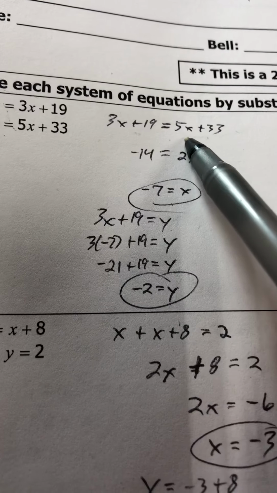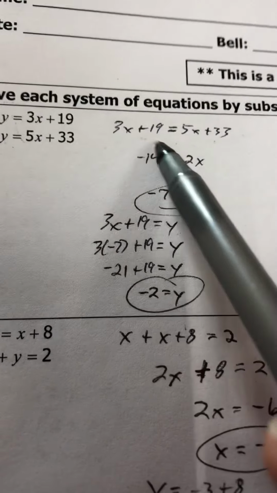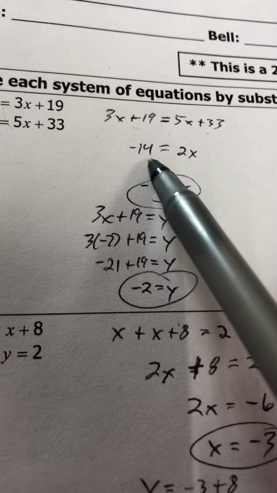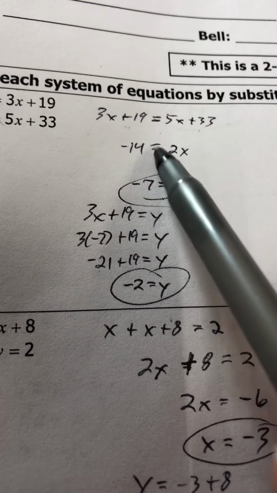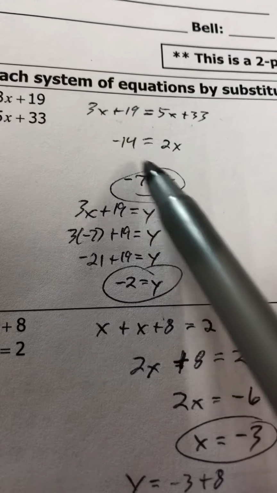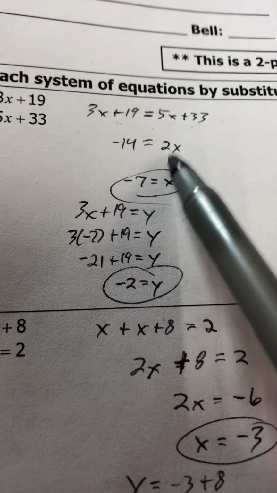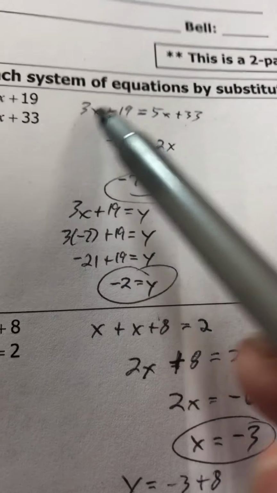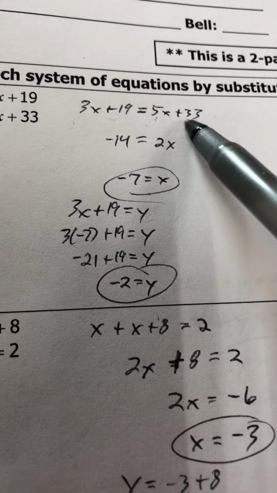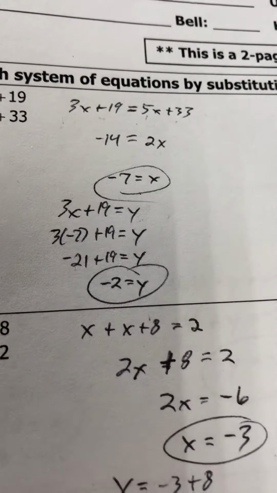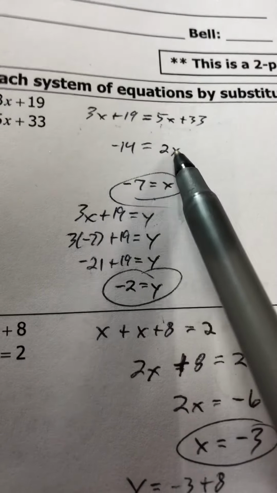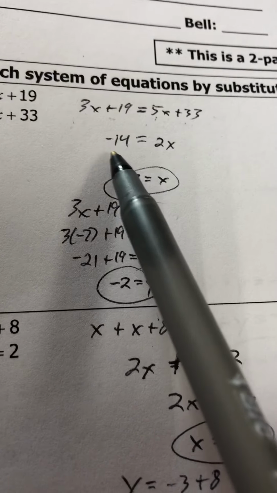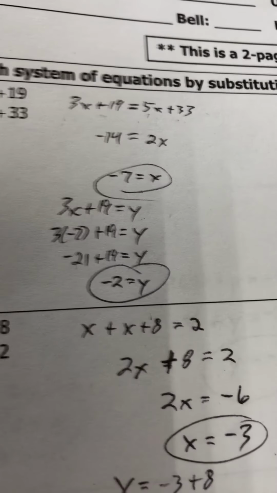So when I set the solutions, or what they're equal to each other, I end up just getting my x's together and the constants together. I get negative 14 equals 2x. What I did was I subtracted 3x from both sides, and then I subtracted 33 from both sides. I divide both sides now by 2, and negative 14 divided by 2 is negative 7.